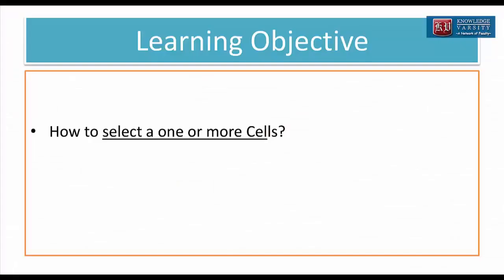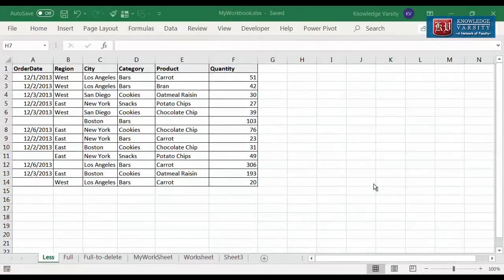In this video, I'm going to explain how to select a group of cells. In Excel, we call a group of cells a cell range. Now, let us deal with how to select a cell range. First, let us begin with selecting an entire column or an entire row.